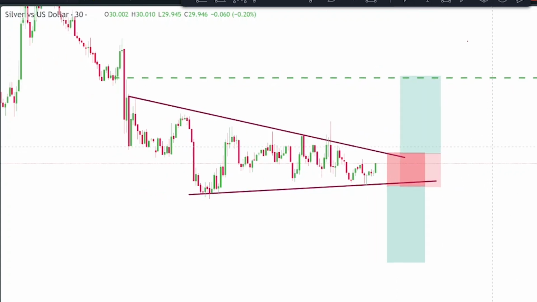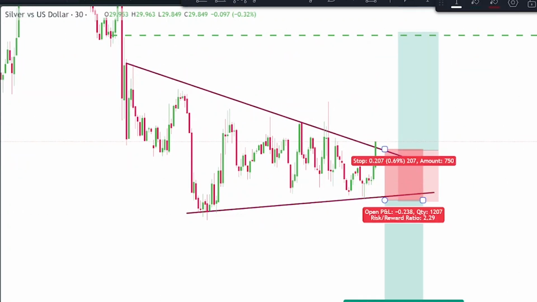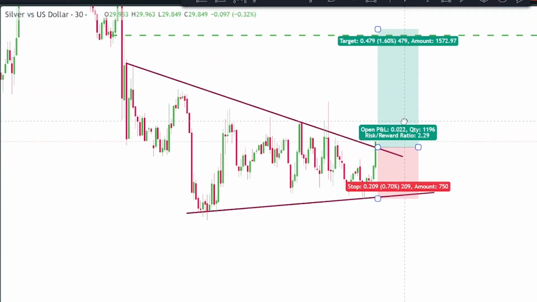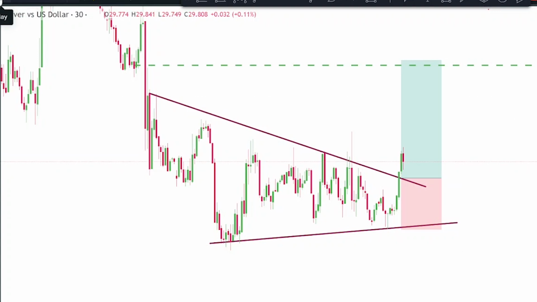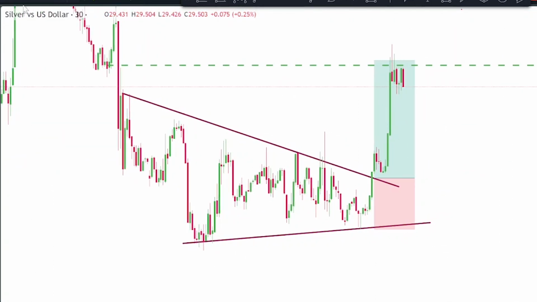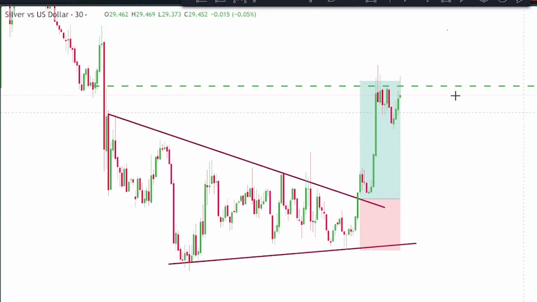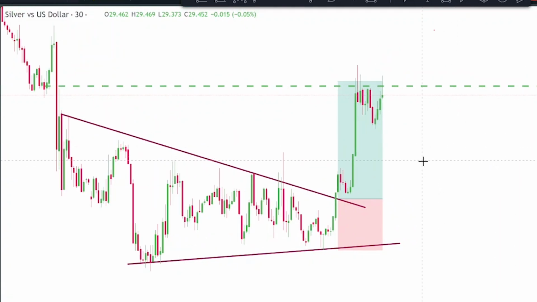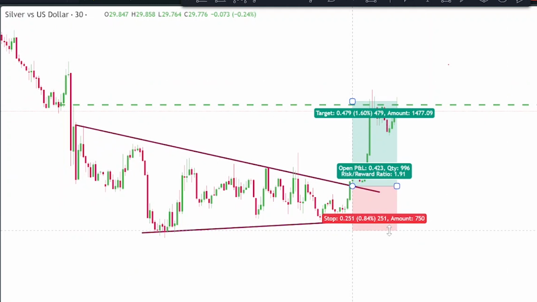Okay, so now let's see what happened. Okay, we are breaking out from the top. So this is an entry to buy. Okay, so let's see what happened. We are moving up. Let's see if we can get to our target, make a retracement, and then we go to our target. So that is how we can catch a buy from the breakout from the top of the formation of a descending triangle.